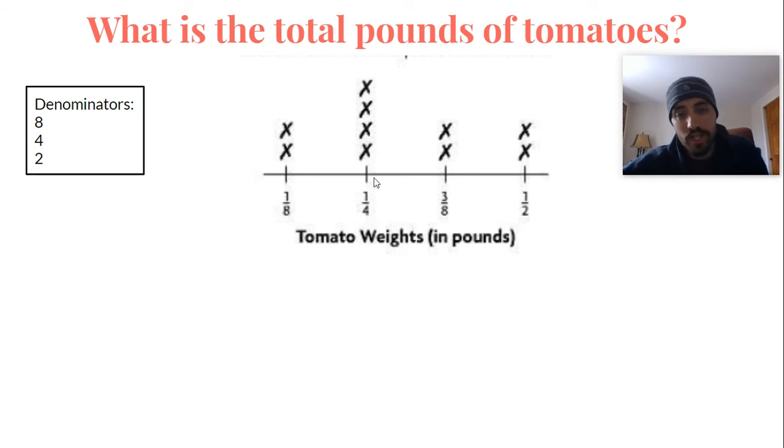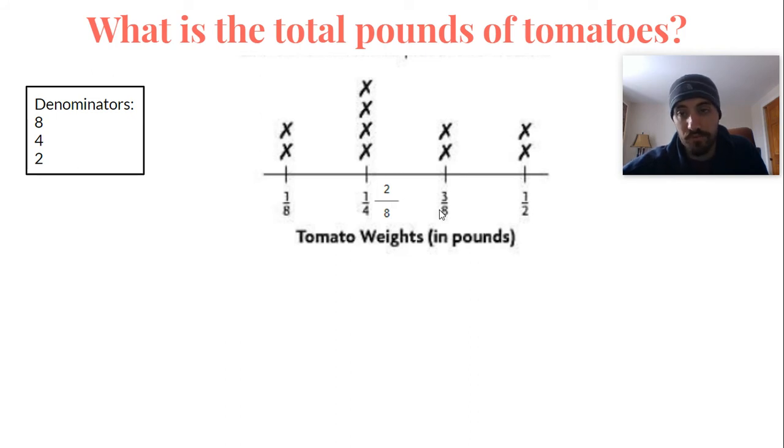1/4, I want to change 1/4 into eighths. Well, 1/4 equals how many eighths? 1/4 equals 2/8 because I multiply the numerator and denominator by 2. 4 times 2 is 8. 1 times 2 is 2. Remember, I'm trying to get this denominator to be 8. Whatever I multiply the denominator by, I have to multiply the numerator by. So these are each going to weigh 2/8, which is the same as 1/4.